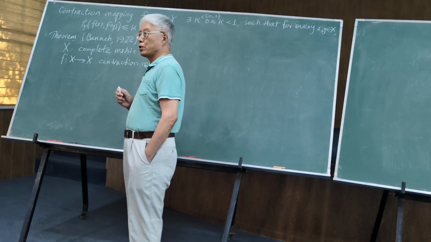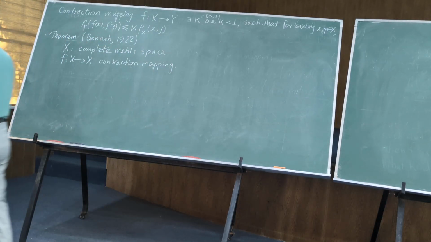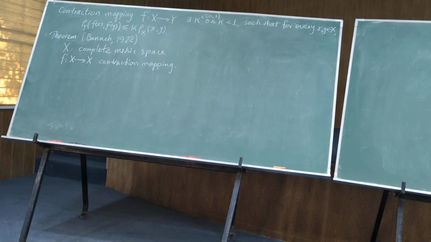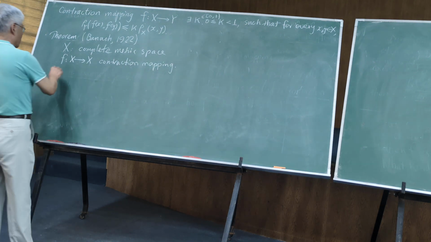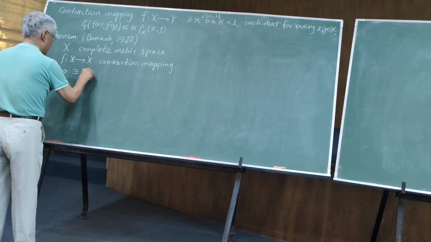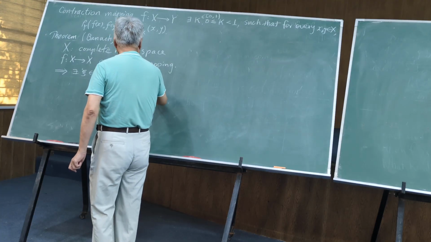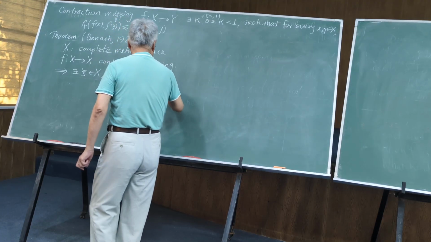Then the conclusion is also very simple. You all know it, and you have seen this theorem in various different forms, even at undergraduate level. For example, in the proof of the existence and uniqueness of solutions of linear differential equations, maybe integral equations if you have done it. So the conclusion is that there exists a point psi in X such that f of psi is psi. This is what is meant by a fixed point.